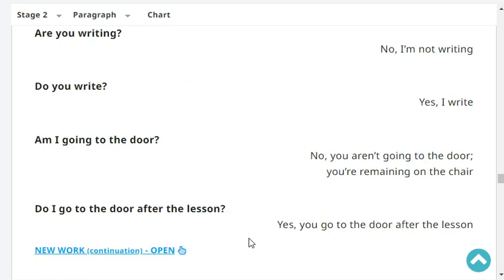Okay, here we go. So, for example, this is me. I'm on the chair. Am I going to the door? No, you aren't going to the door. You are remaining on the chair. Very good.